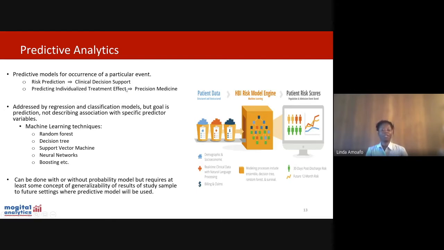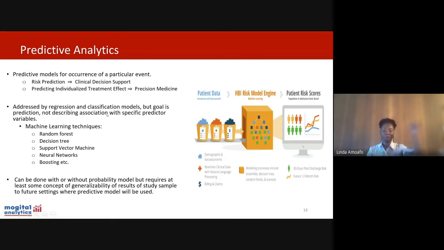So here, what we are trying to do is predict if this person is going to take a normal dose of this drug, is this person going to take a double dose of this drug, or is he going to take half of it, or does that person need an alternative drug for that same illness that they have. So this is what predictive analytics does. And this is mostly addressed by regression and classification models. But the goal of prediction is not describing association.